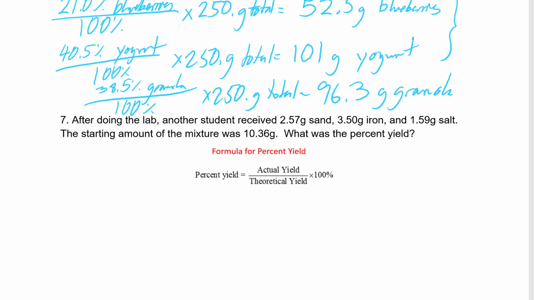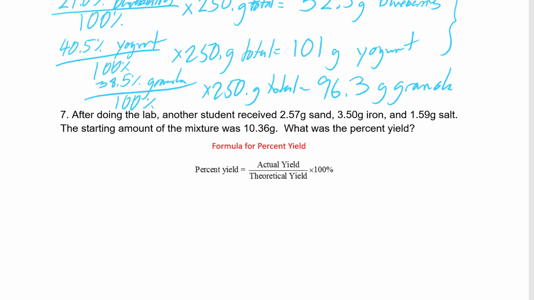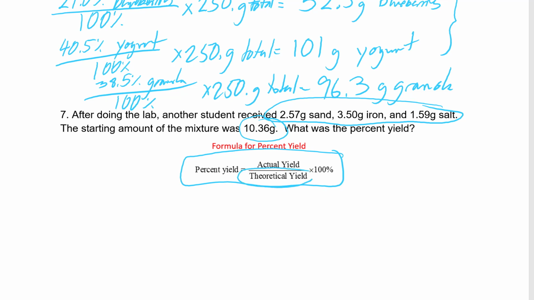And the last question. After doing the lab, another student received these amounts of each part of the mixture, and it was a total of 10.36 to start off. What was the percent yield? So here's the equation for percent yield: actual divided by theoretical times 100%. Theoretical is the idea of, if the world were perfect, what would you actually get? So if you started with 10.36 grams, you should end with 10.36 grams. So that's what goes on the bottom.